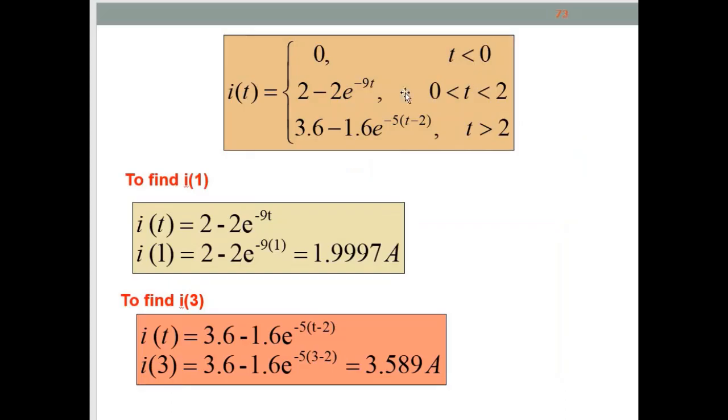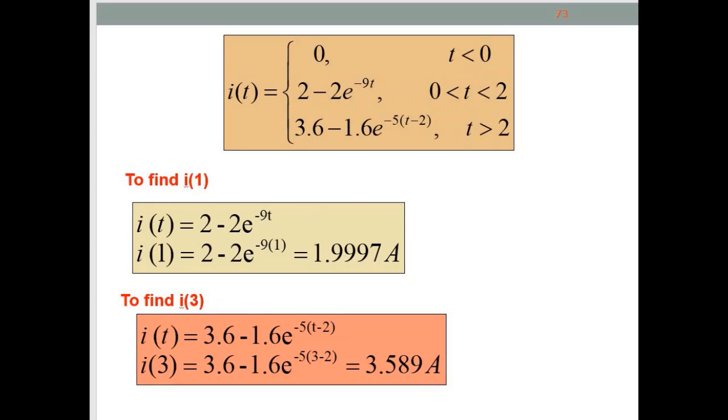To find out I1, just insert the t with 1, so you get straightforward, now the value 1.99 or 2 ampere. But to find I3 here, use the last formula and replace the t here with 3. Calculate with your calculator, you will get 3.59 ampere.